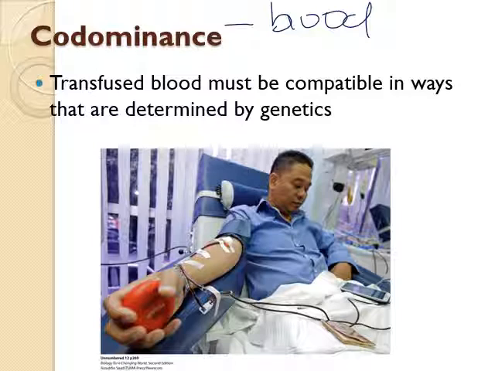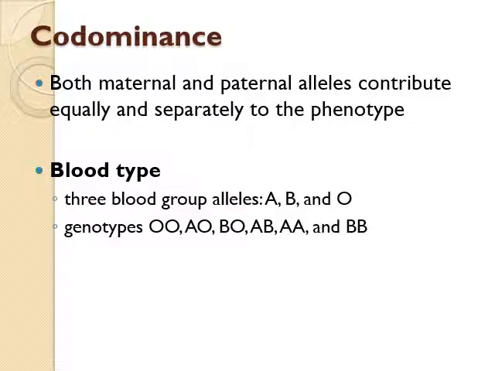But we have different blood types, right? And we have 3 different alleles for blood type. But think about when you're getting an organ transplant or a blood transfusion. That transfused blood, or that organ transplant even, they have to be compatible in ways that are determined by your genetics. So you can't just give blood to anyone. Your body will reject that. Okay. Both maternal and paternal alleles are contributing equally and separately to the phenotype.